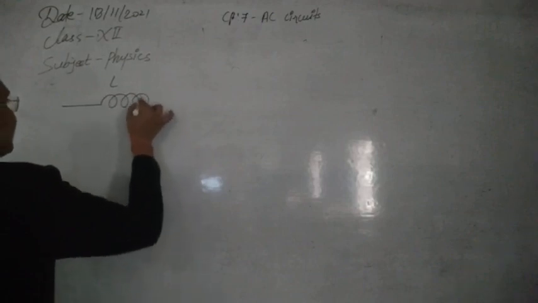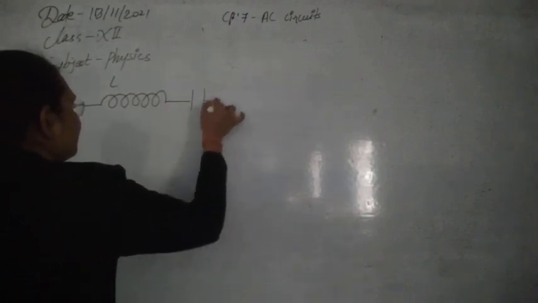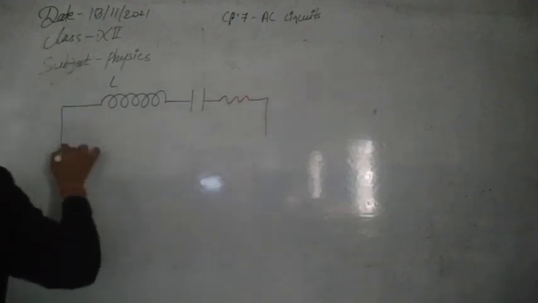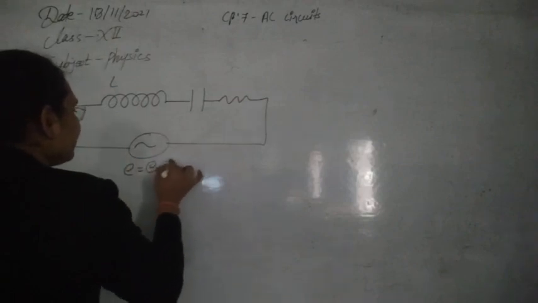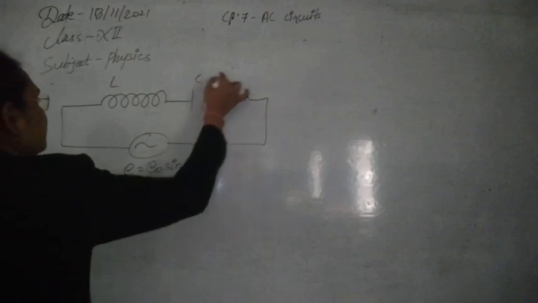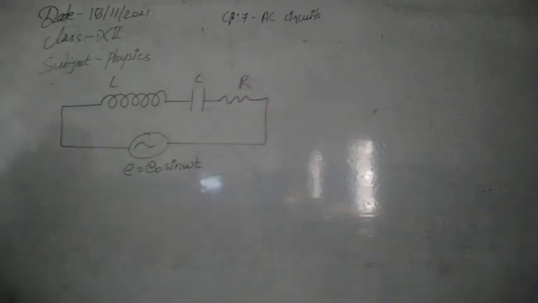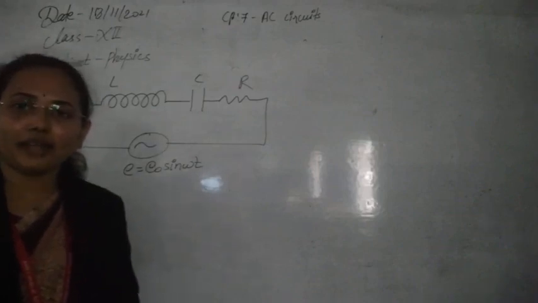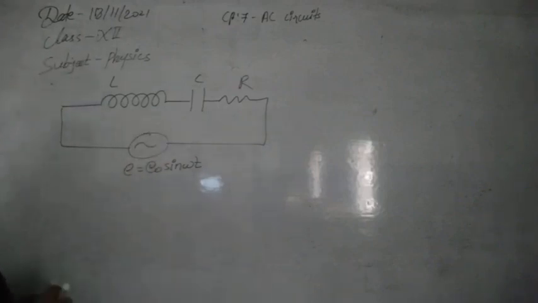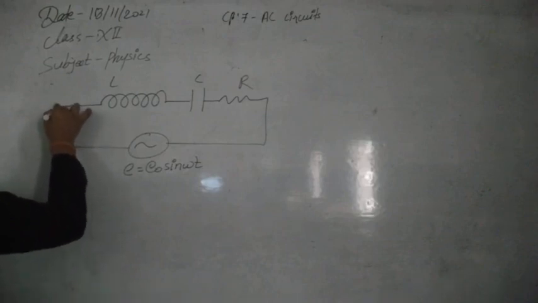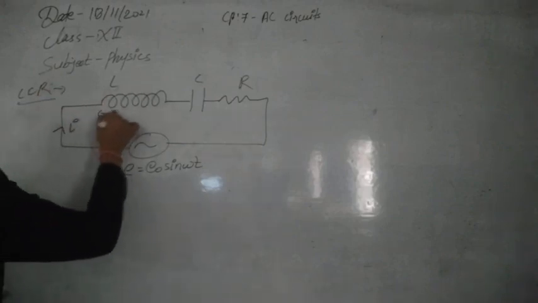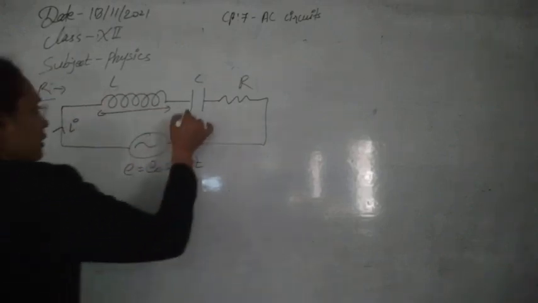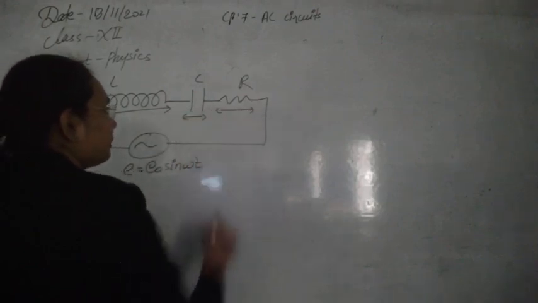If L, C and R, all three components, are joined together in series, and the whole combination is joined in series with the applied potential E equal to E0 sin omega t, then this is L, this is C and this is R: inductor, capacitor and resistor in series. Whenever the circuit is closed, current will start to flow, and this current will cause a potential drop across the inductor, across the capacitor, and across the resistor.